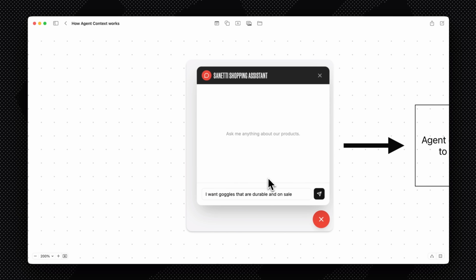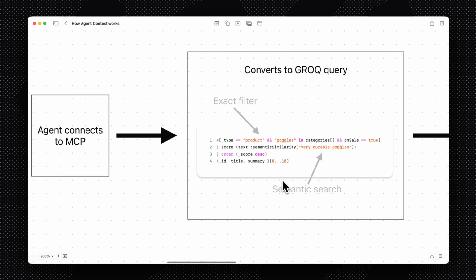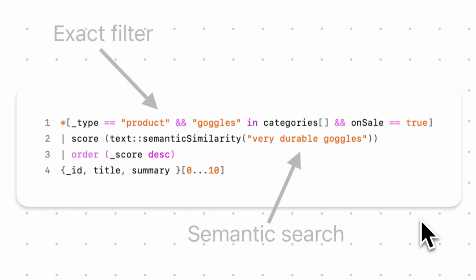But agent context isn't just about ease of use. Yeah, it is really nice that we don't have to set up vector databases and worry about these syncing pipelines, but what's really cool is the ability for agent context to be so accurate. Here's how this works. After we submitted this chat, the agent connects to the MCP server and passes on this prompt. Then it converts it to a GROQ query, and we'll get into the magic here. We can see a prompt like that would have created a GROQ query like this, where we're looking for products, where goggles are one of the categories, and that it is on sale.